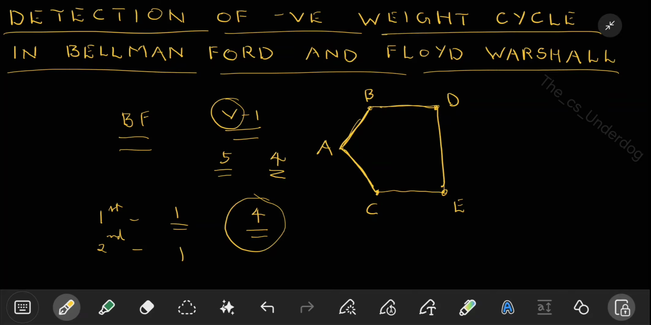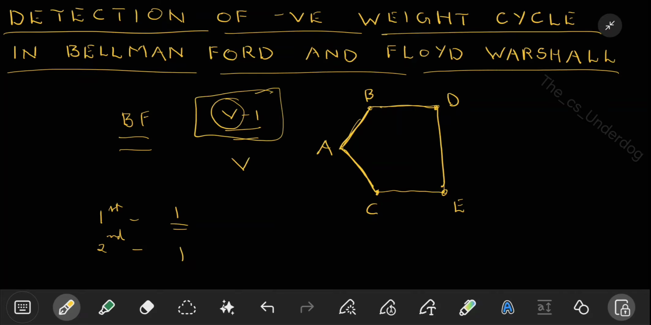Now the question is, how are you going to detect negative weight cycles? If you have a negative weight cycle, how are you going to detect this cycle? For this, the logic used here is, after the V minus 1th iteration, we'll do one more iteration, the Vth iteration of relaxing all the edges.